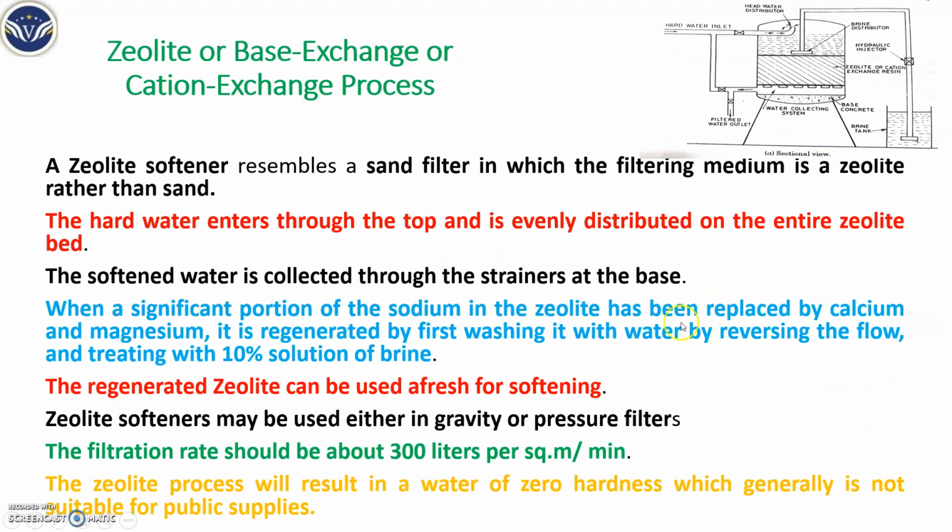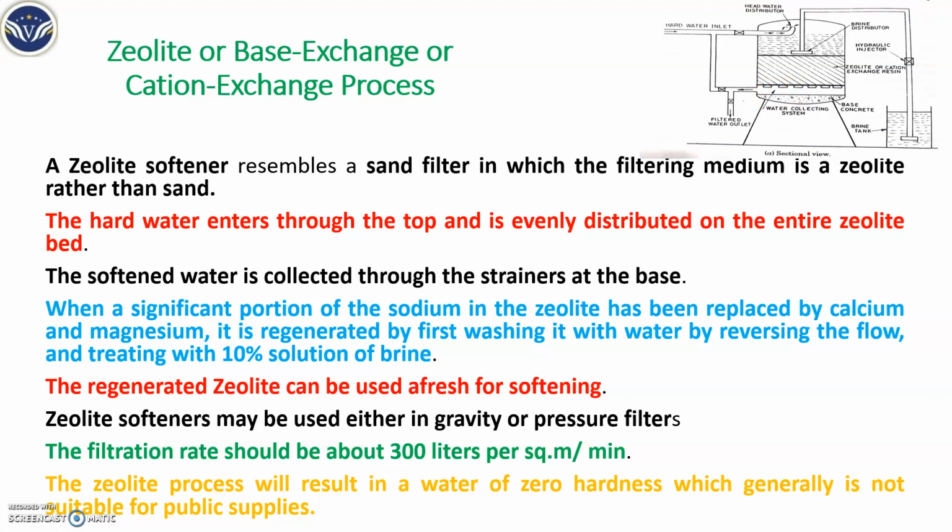Now this process is the same as a rapid sand gravity filter or a pressure filter. There is a resin over here, which is where the exchange process is taking place. The hard water is poured from the top. The soft water is collected from the under drain itself.